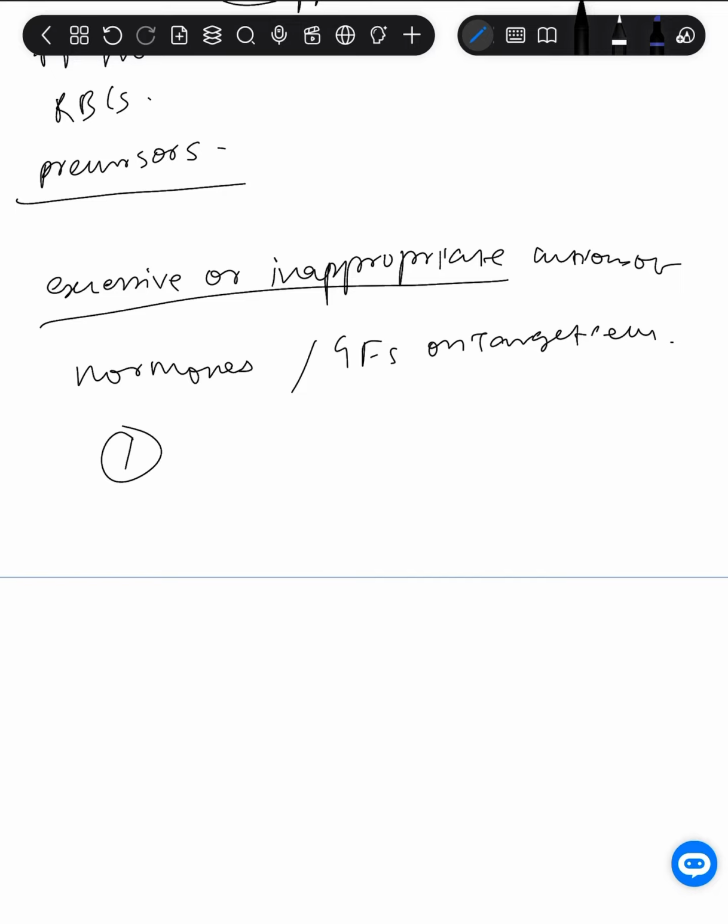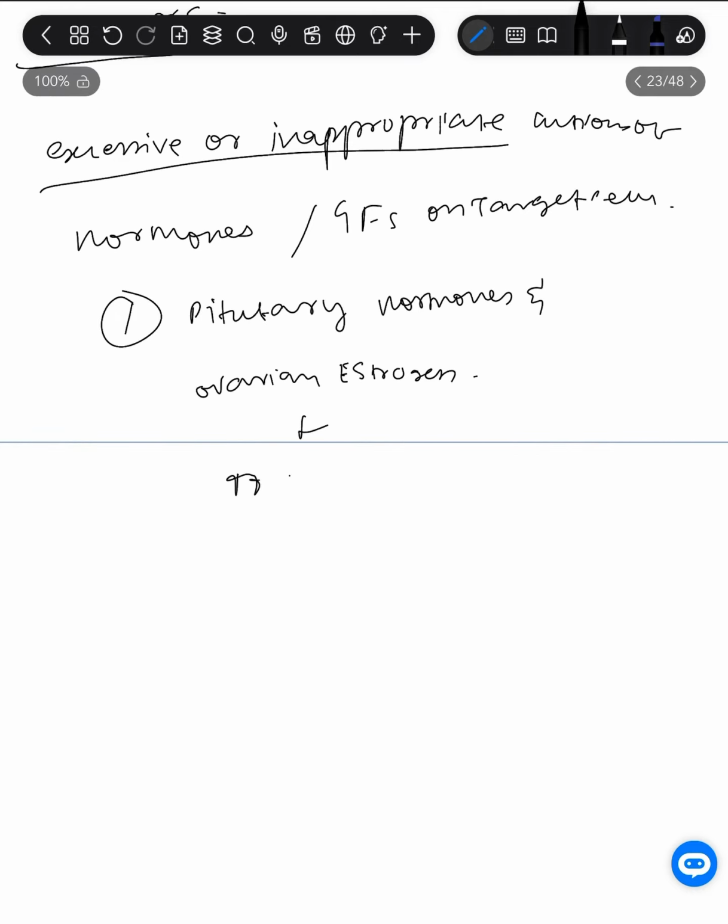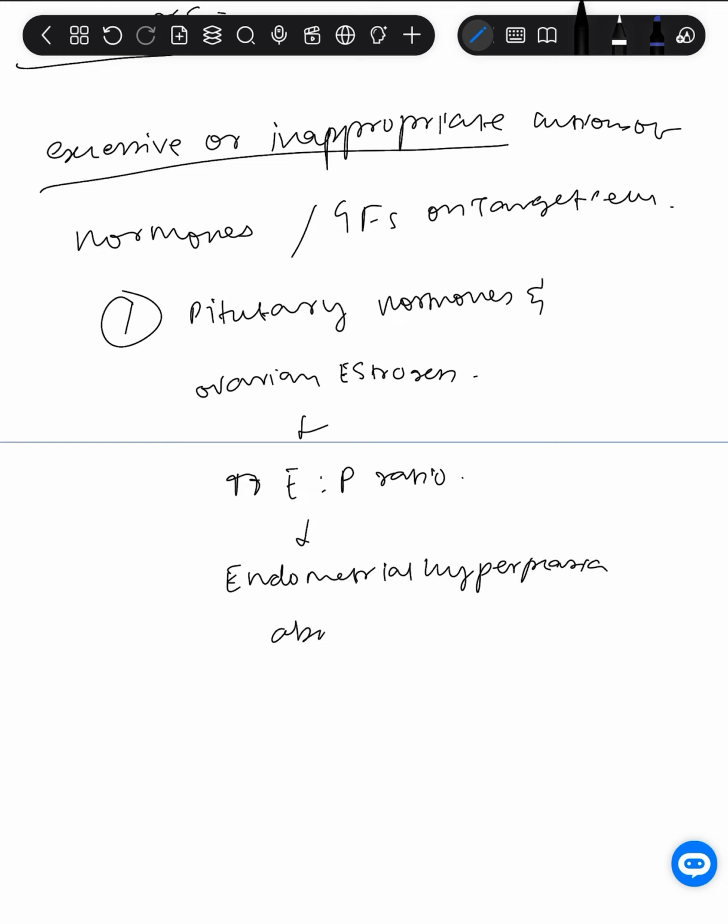Okay. The first example is pituitary hormones and ovarian estrogen. They cause an increase in the estrogen to progesterone ratio, which causes endometrial hyperplasia and abnormal uterine bleeding. Okay, this is one example. Endometrial hyperplasia is happening and there is abnormal uterine bleeding. This is the first hormonal example.